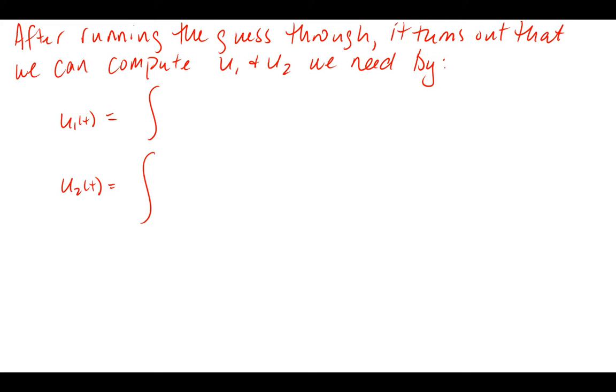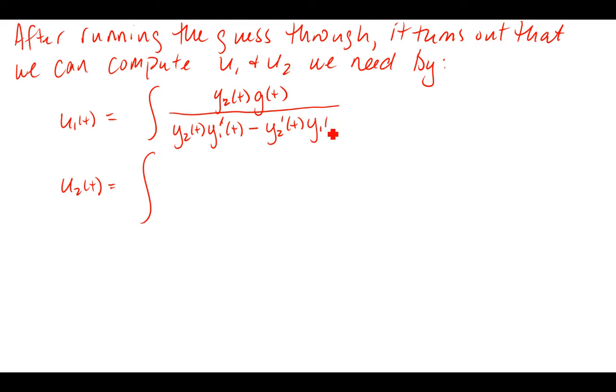And indeed you do, right? So as it turns out, u1 of t turns out to be the following integral. So here it is: it's y2 of t times g of t over y2 of t y1 prime minus y2 prime y1, dt.